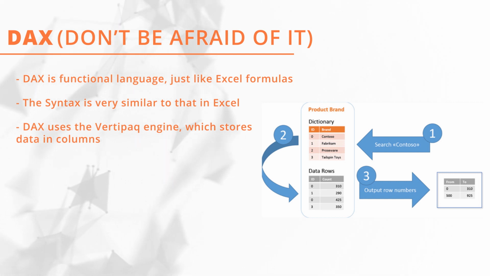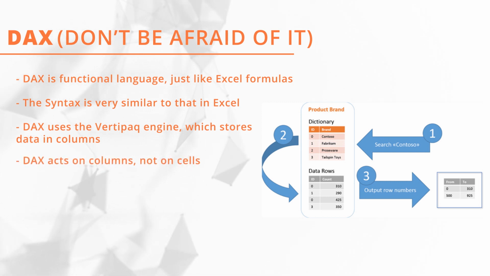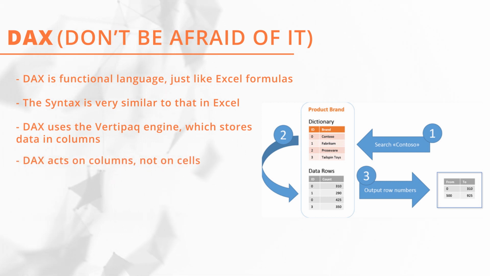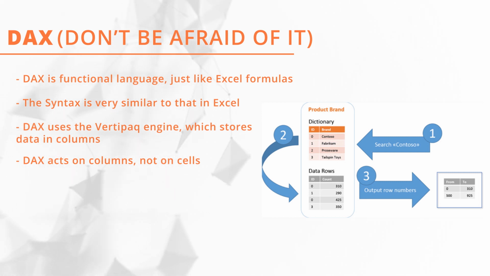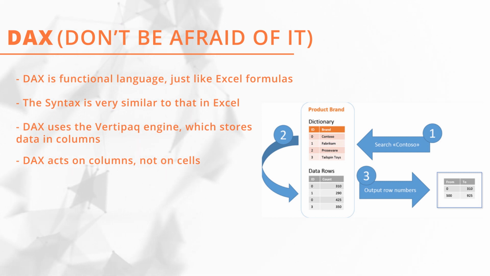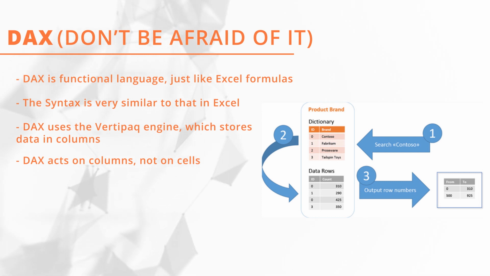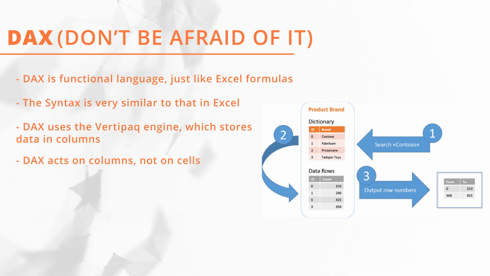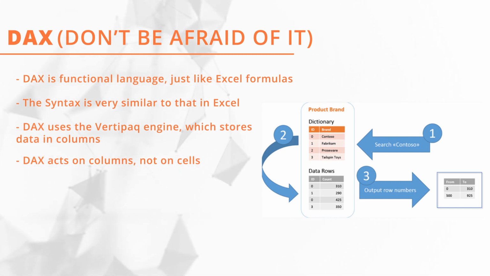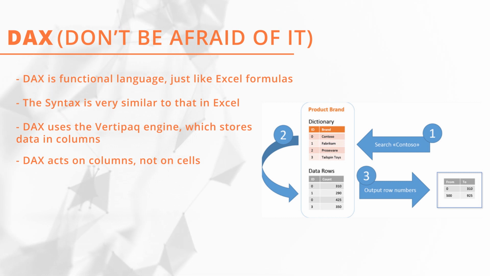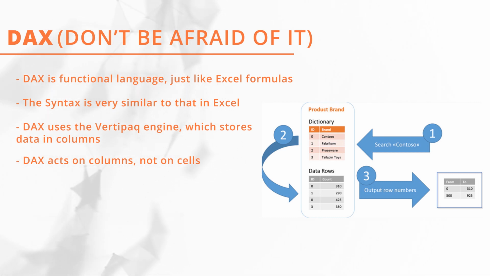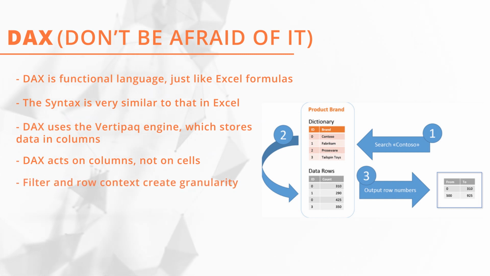And that means that DAX acts on columns, total columns, not cells. So when you're working with DAX and Power BI, forget cells. Cells in Power BI are just a way to display the data. They have no real meaning other than that. And that means, because you don't work with cells, that to get to that level of granularity that you're familiar with in Excel, you're going to use something called filter and row context.